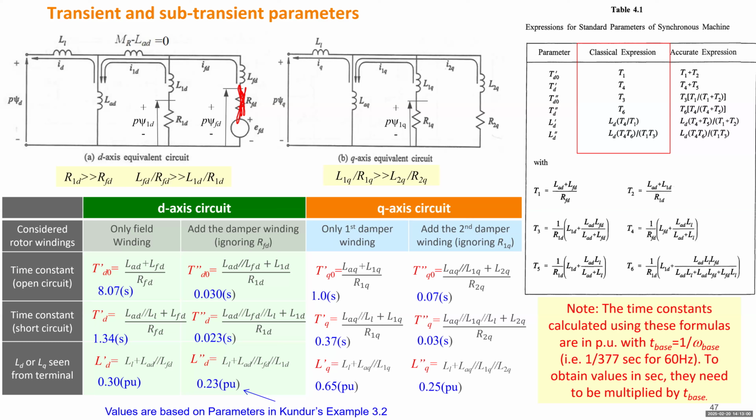So for instance, if you calculate any time constant, you get maybe 1 per unit. 1 per unit time means 1/377. In order to translate the per unit values to values in seconds, you need to multiply the calculation by 1/377. So that will give you the value in seconds. Okay, that's the only thing I need to remind you. Okay, all right. So sorry for a little bit longer lecture.